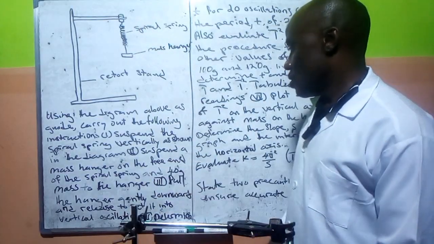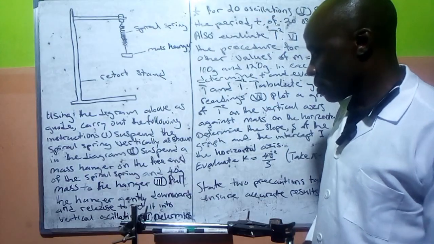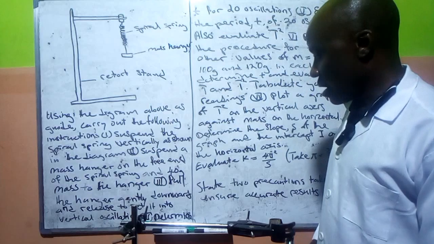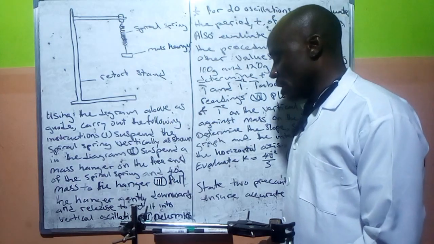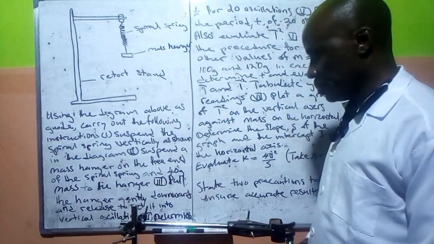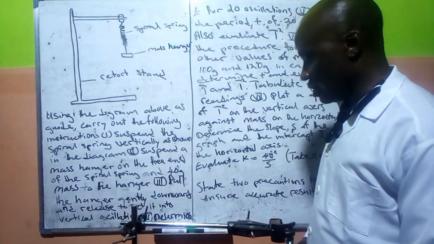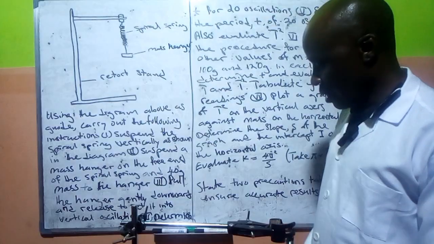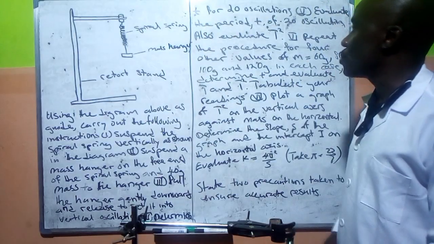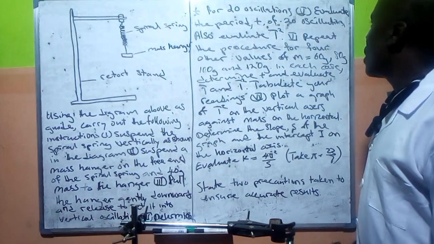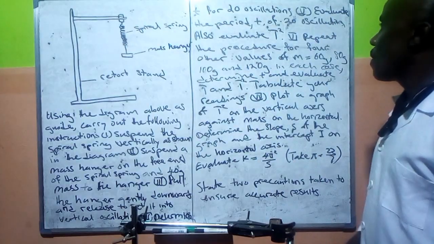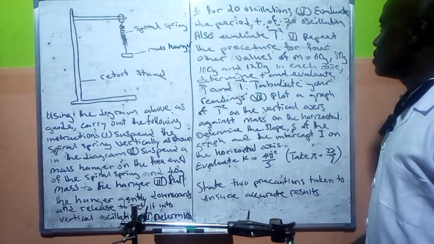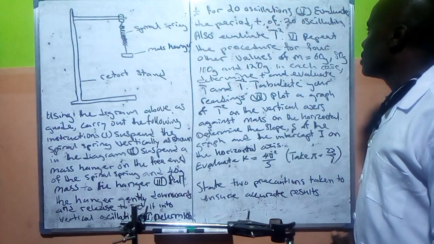Then suspend a mass hanger on the free end of the spiral spring and then a 40-gram mass on the hanger. Pull the hanger gently downward and release to set it into vertical oscillation. And when you release it, then the oscillation will start. So determine the time for 20 oscillations. Evaluate the period T for 20 oscillations. Also evaluate T squared, that is period squared.